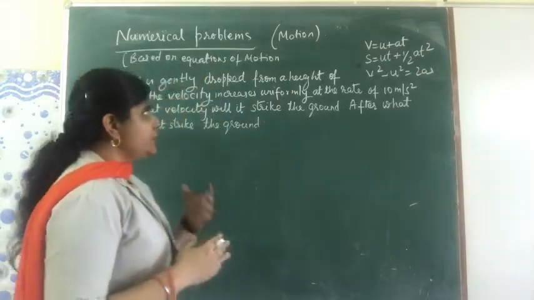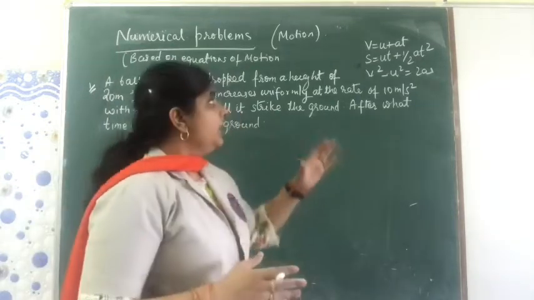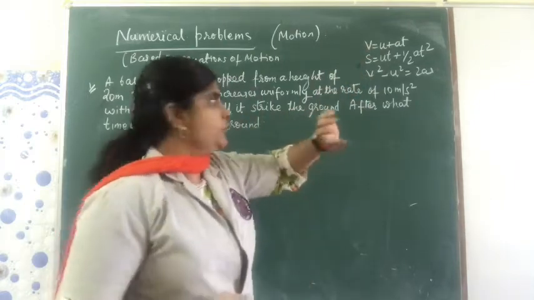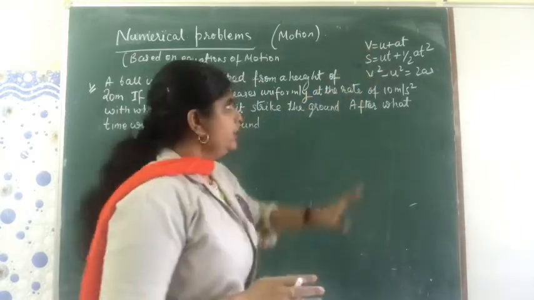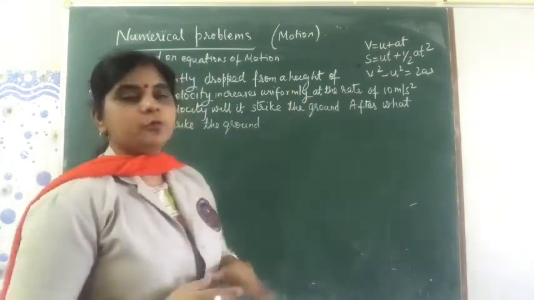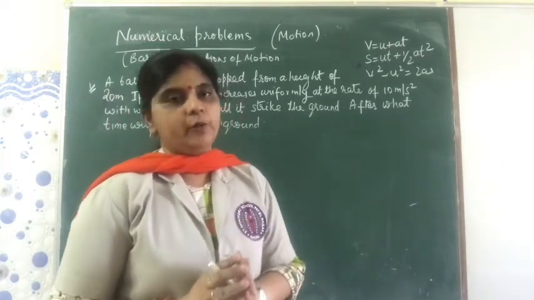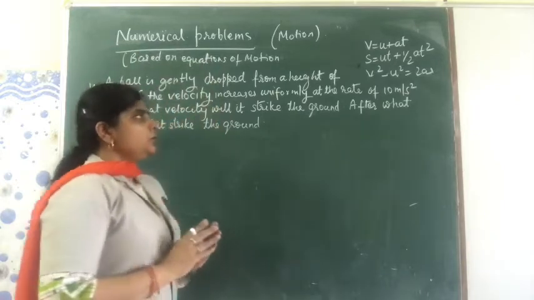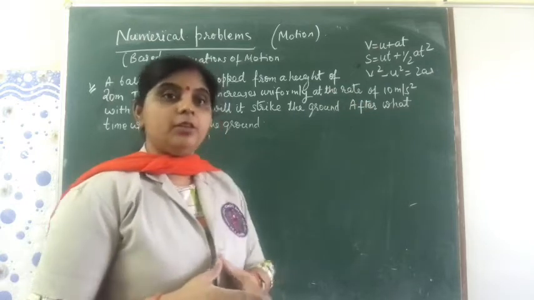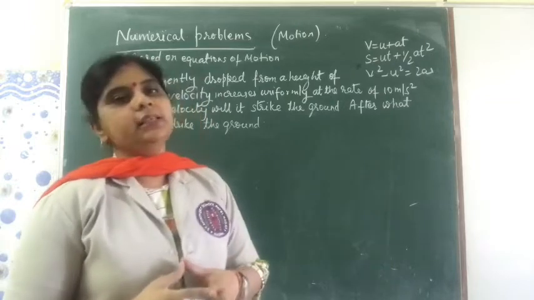The first one I have selected is an NCERT problem from your NCERT textbook. You have all studied the three equations of motion: v is equal to u plus at, s is equal to ut plus half at square, and v square minus u square is equal to 2as. You all are very well aware of these equations, right? You also know what they stand for: v stands for final velocity, u for initial velocity, s is the distance traveled, t is the time, and a is the acceleration.